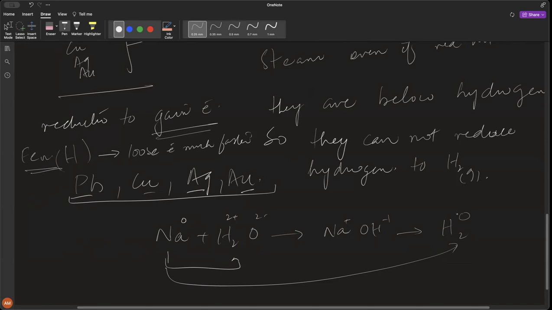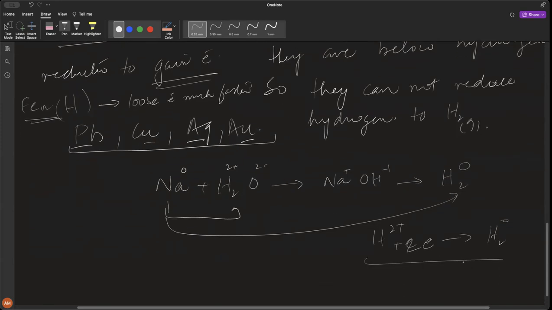Hydrogen was 2 plus. Here it is 0. This means hydrogen would have gained 2 electrons. Where did it get these 2 electrons? If you balance the equation out, you will see that it was sodium that gave those 2 electrons. So sodium forcefully gave 2 electrons to hydrogen so that it can go off, and it made a bond with hydroxide ion. Do you understand this point?